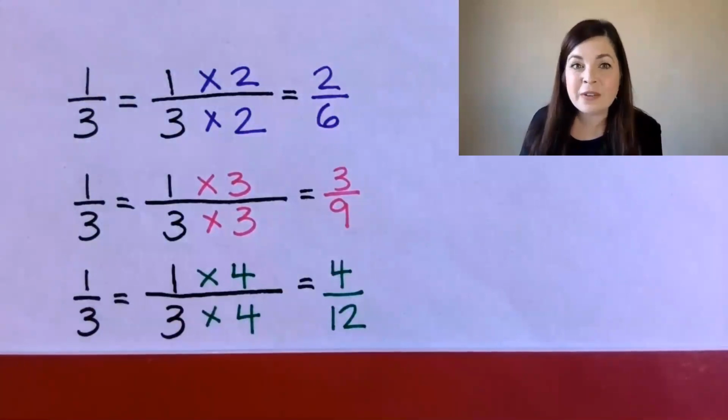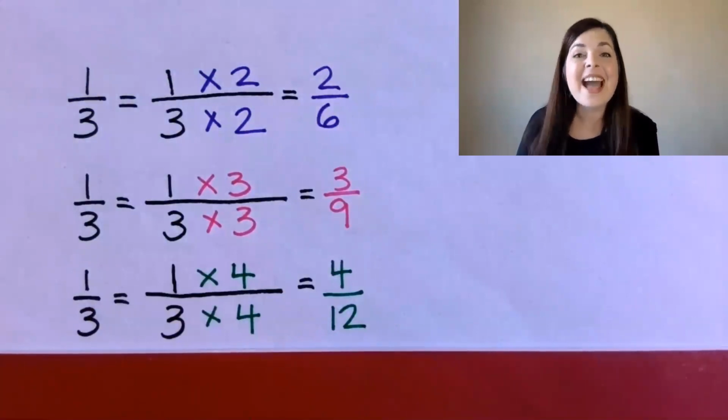Could you have also found 5 times as many units in the whole and 5 times as many selected units? Or 6 times as many? Absolutely. All of those would create equivalent fractions. Excellent work today, friends.